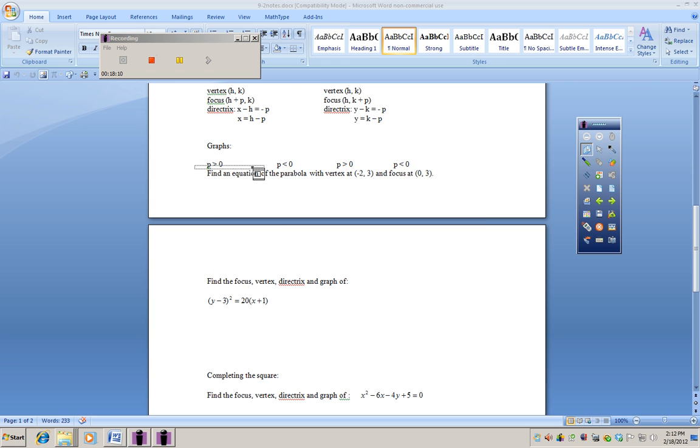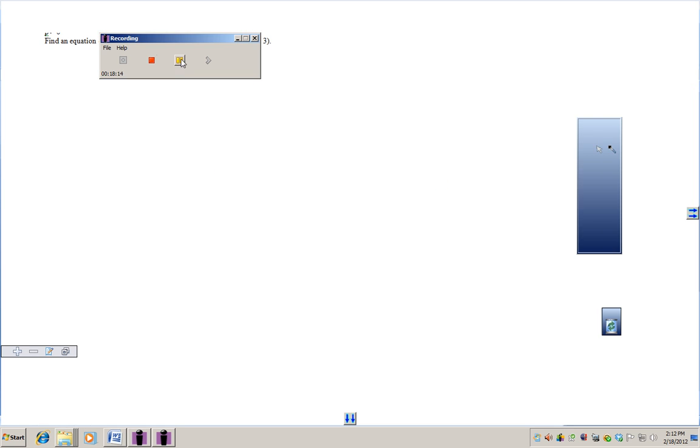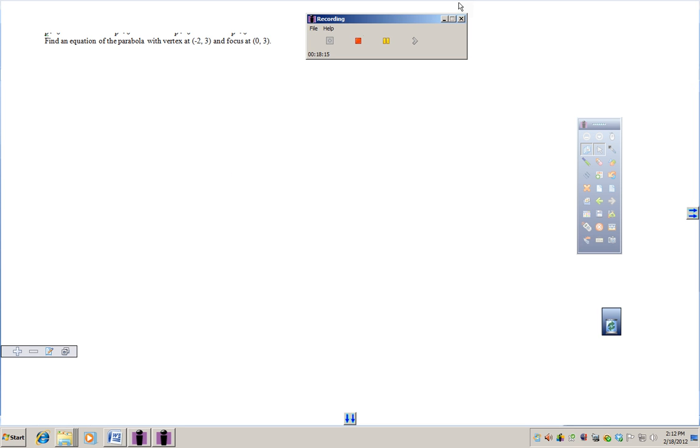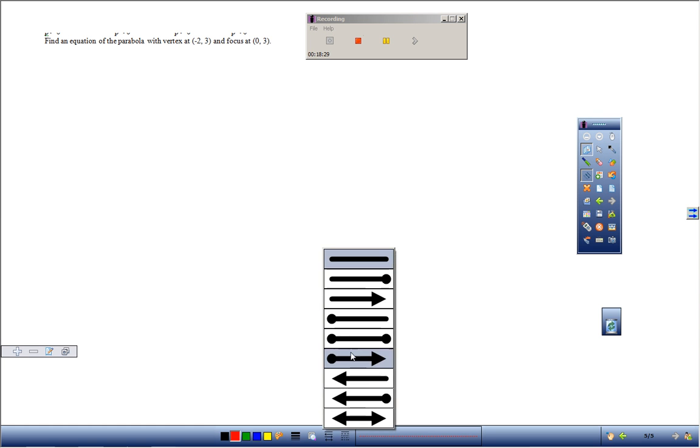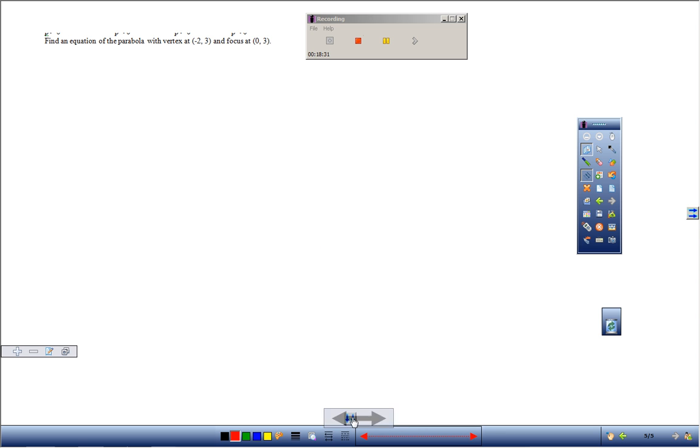Okay. Now moving on, we want to do this problem right here. Find the equation of a parabola with a vertex at (-2, 3) and a focus at (0, 3). And like I said, it's kind of better to draw a picture of it than it is to try to memorize a whole bunch of equations. I always think that's the better way to do it.